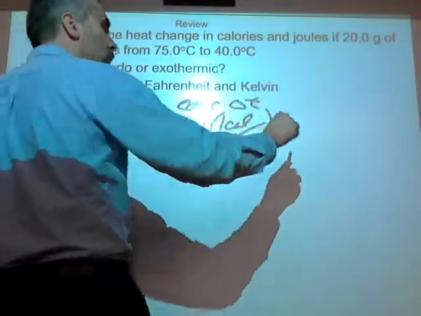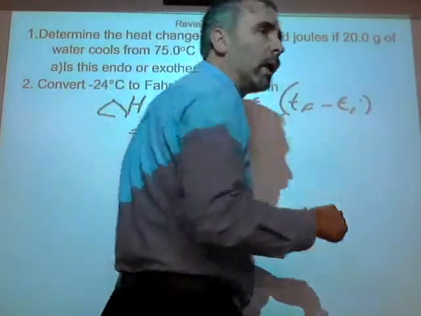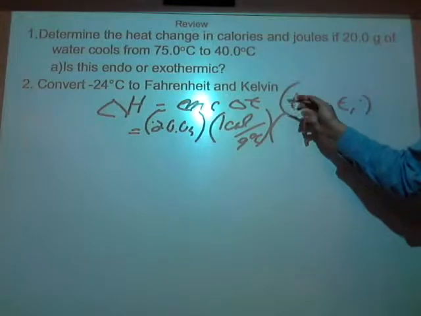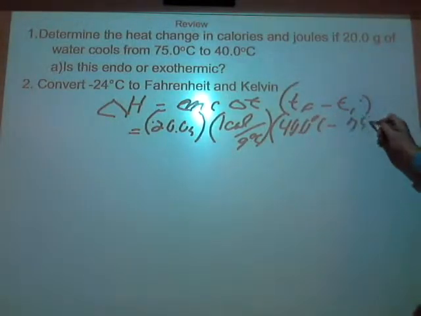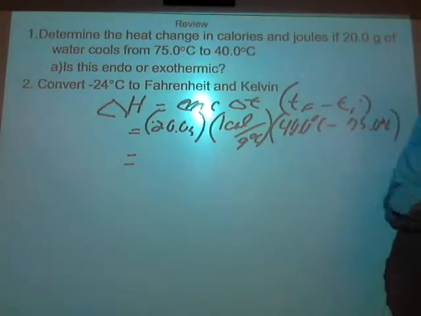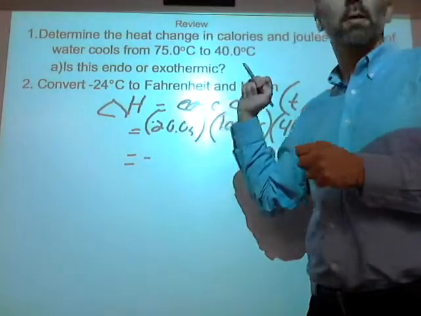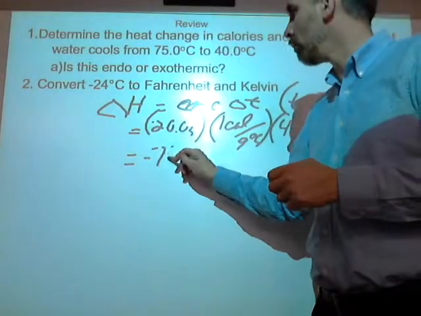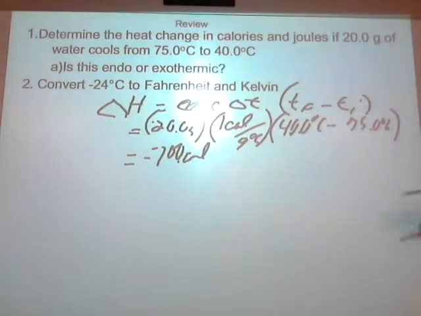And your temperature change, the one thing you have to remember is T final minus T initial in order to get the correct sign. And therefore, the final temperature is 40 degrees Celsius minus 75 degrees Celsius. And you do all the math for that. What do you get? So I got negative 700 calories. Negative 700 calories, with a decimal point because of 3 significant figures, I suppose. Remember, this one doesn't limit you.